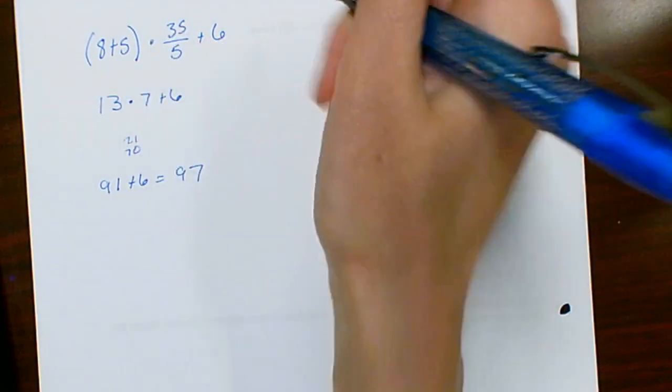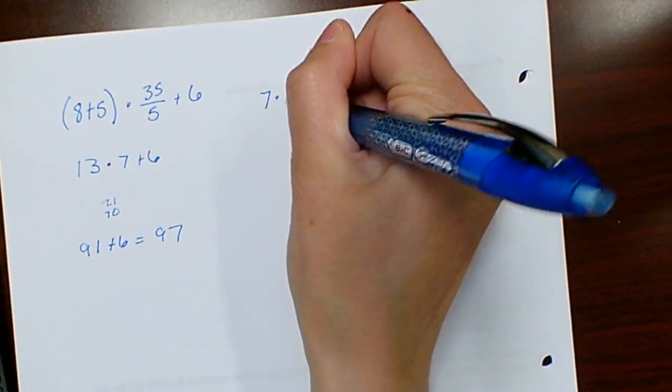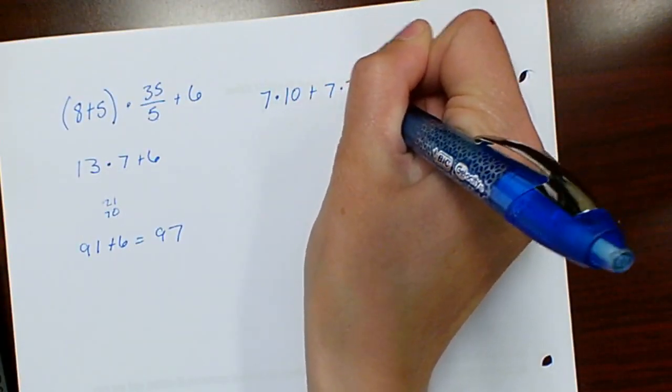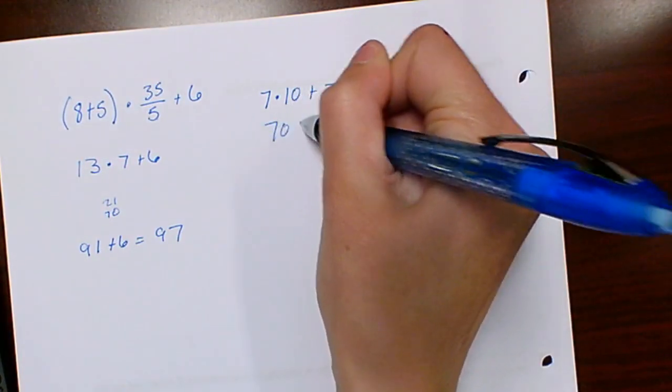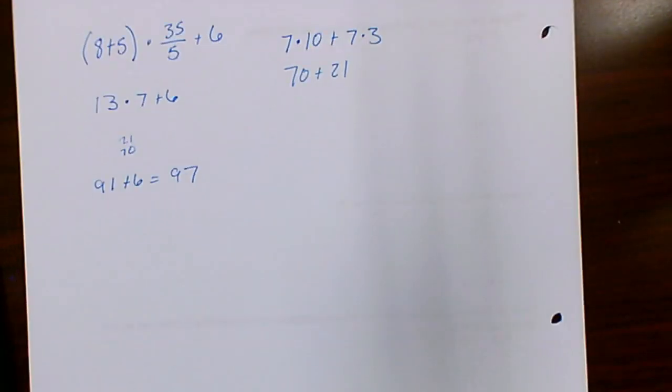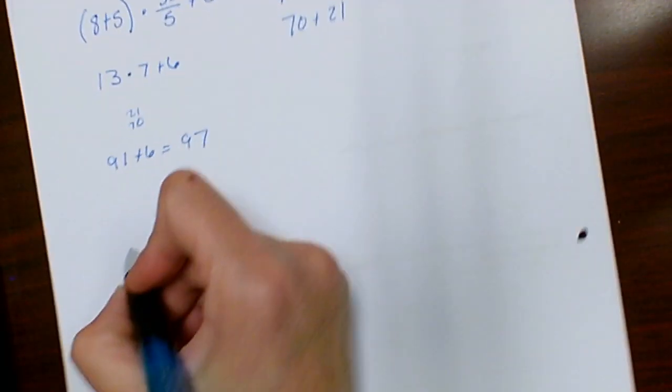Okay. This 13 times 7, you can say 7 times 10 plus 7 times 3. So you have 70 plus 21. Okay, a little distribution there, if you don't have a calculator handy.